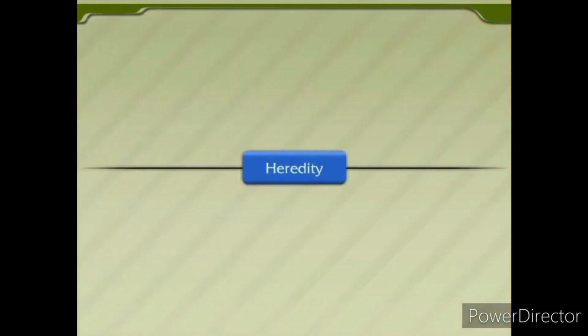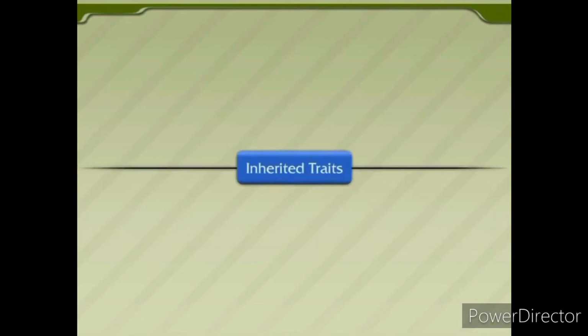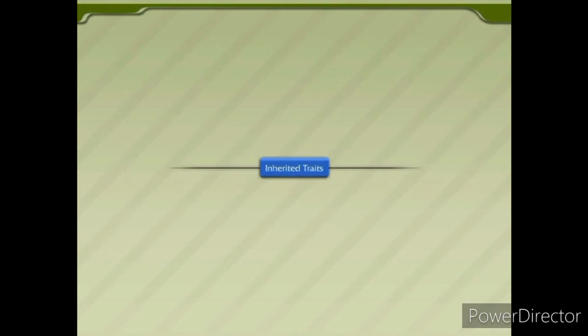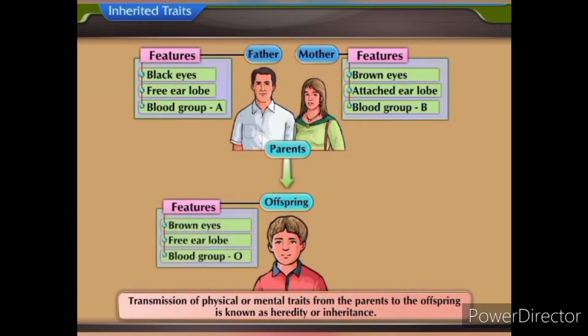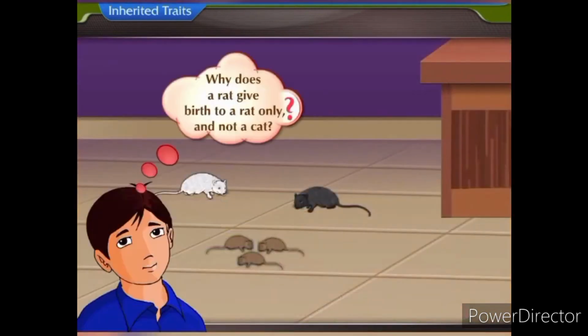Heredity. Inherited traits. Passing on or transmission of physical or mental traits from the parents to the offspring is known as heredity or inheritance. Why does a rat give birth to a rat only and not a cat?